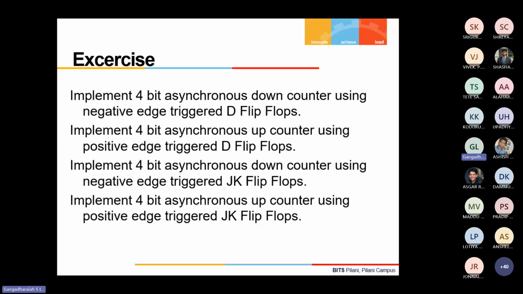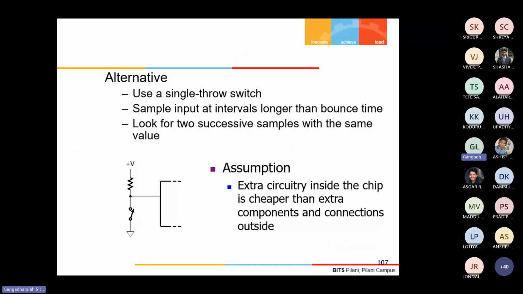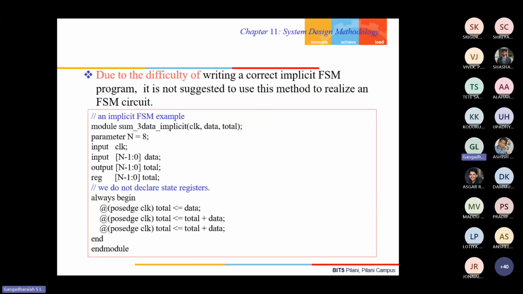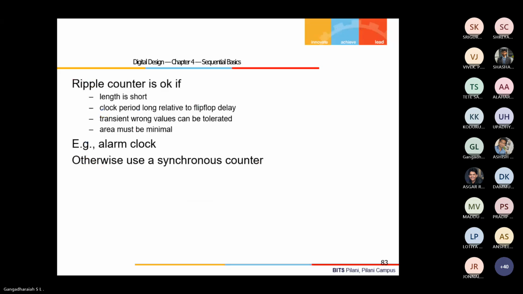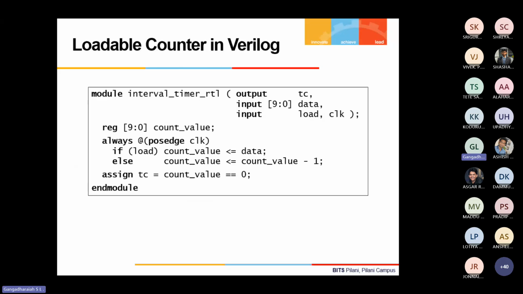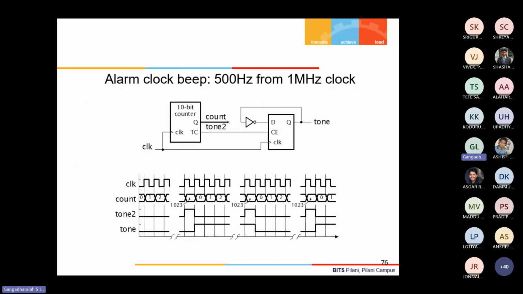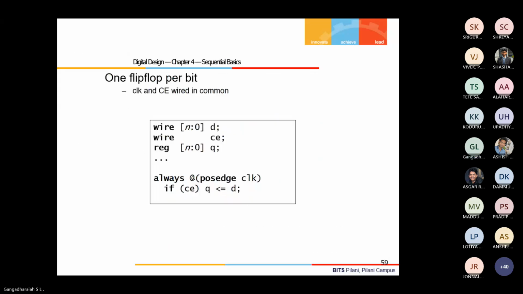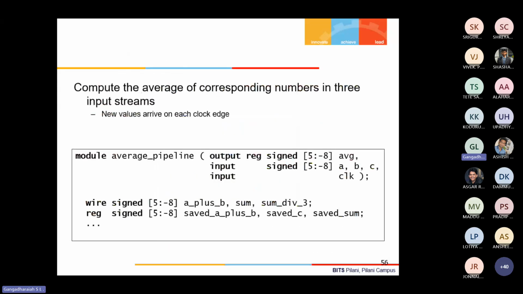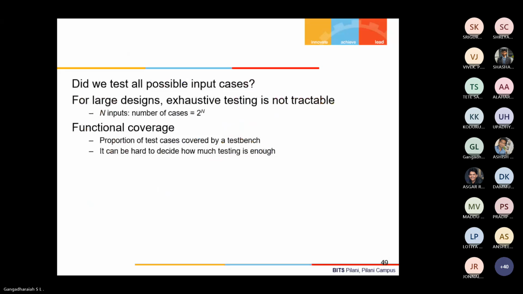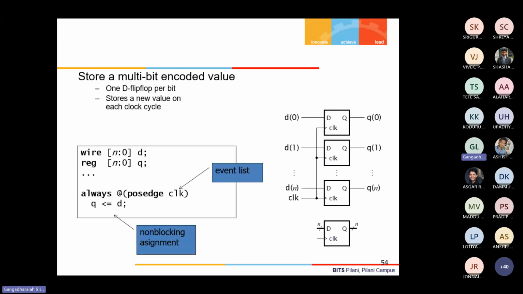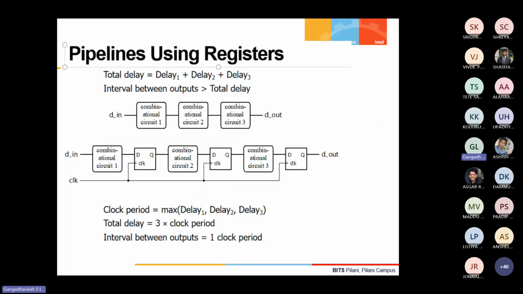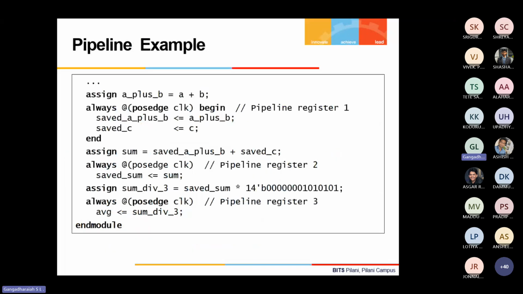Now we will go for some sequence detectors, finite state machines. Let's say now some coding issues. Let me try to take up. This is what I've already discussed. This is an event list. This is pipeline registers. Let's just go for this.